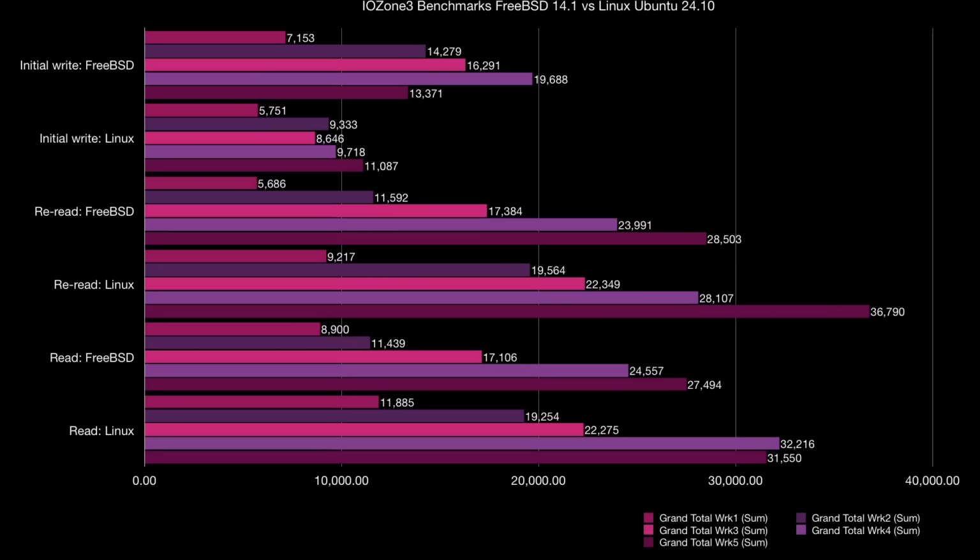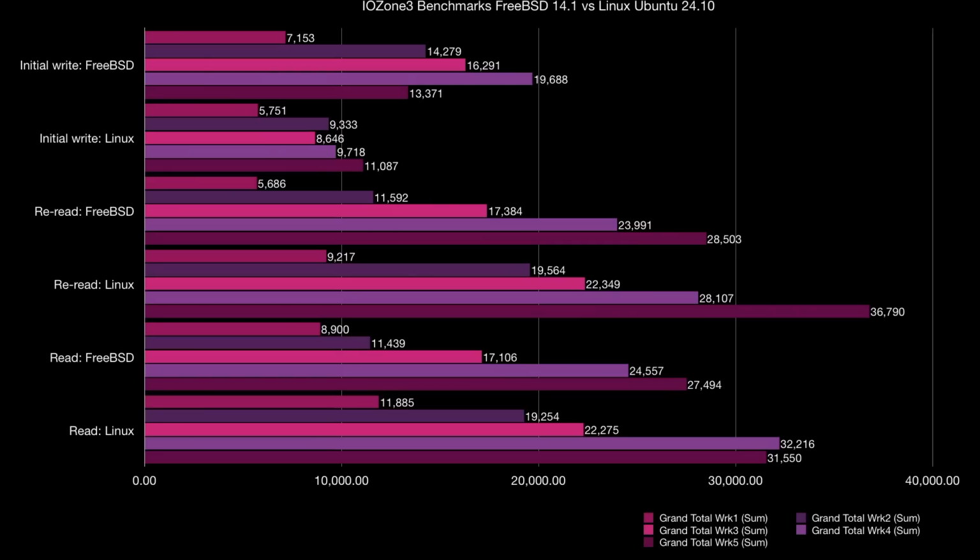So what about the reread? The reread starts out at about 600, and it goes up to 28,000 for FreeBSD. But this is where Linux starts to take over, because Linux starts out at around 9,000 megabytes per second, and it caps out at 36,000. Now, clearly, this is well above the performance spec for the drive. So we know there is caching going on here, and we know memory is the culprit.